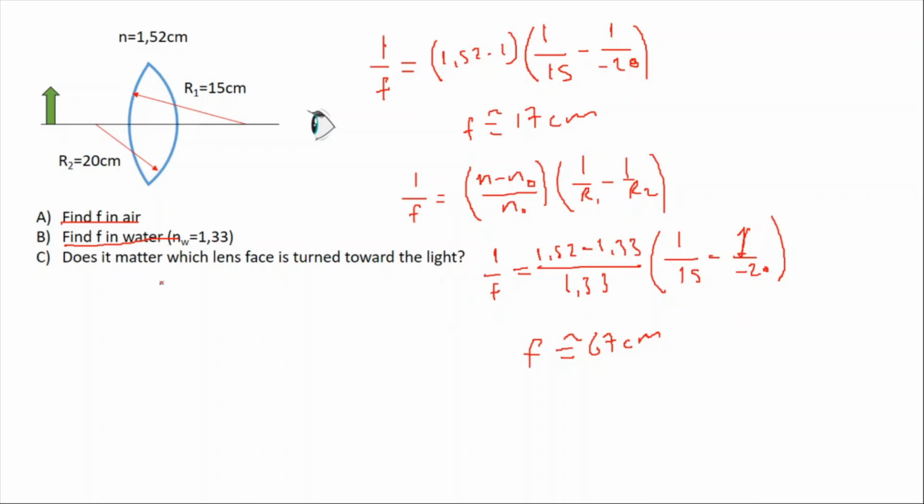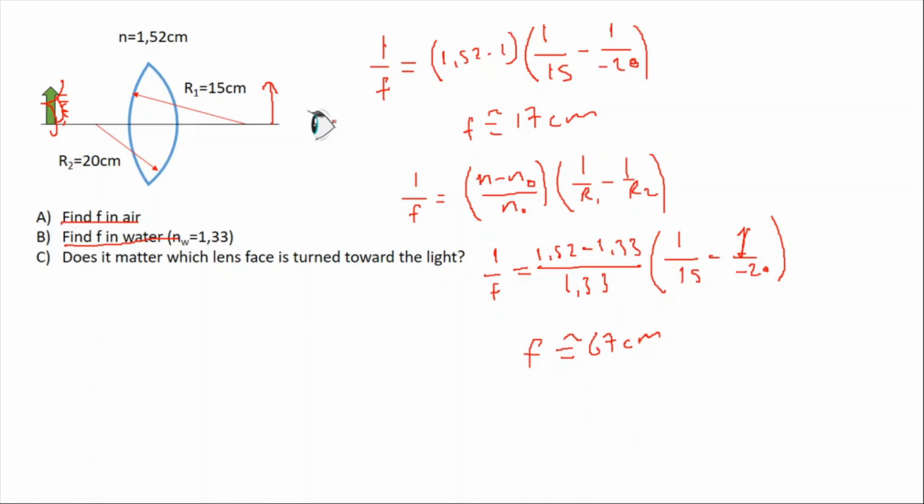Okay, the next question: does it matter which lens face is turned toward the light? If, for example, we put the object on this side, and if we put the object on this side and look from this side, what will change? What do you think? The focal length is going to be, for example, smaller, bigger, negative, positive again, or something else? In this case, nothing changes. Again, the focal length will be the same.